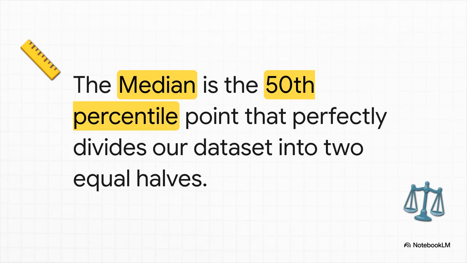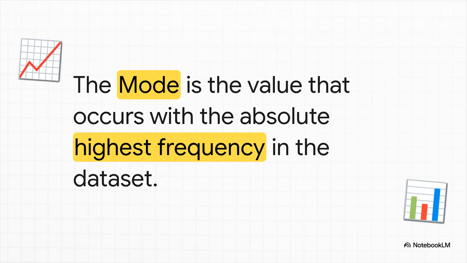Our next suspect is the median. If we take all our scattered clues and sort them in a meticulous row from smallest to largest, the median is exactly the 50th percentile point. It perfectly divides our dataset right into two equal halves. Got an odd number of clues? Just take the one dead in the middle. An even number? Simply average the two middlemost figures. Easy as pie.